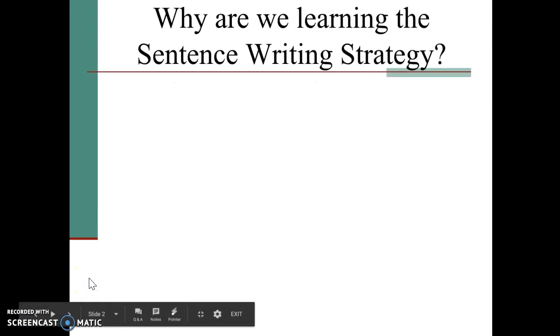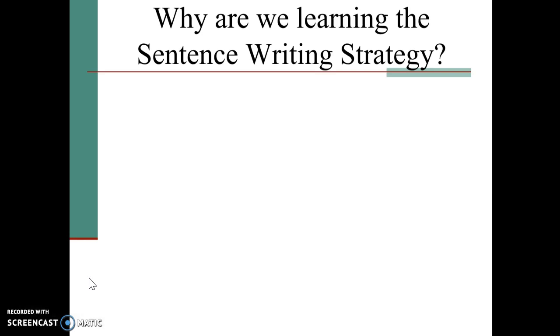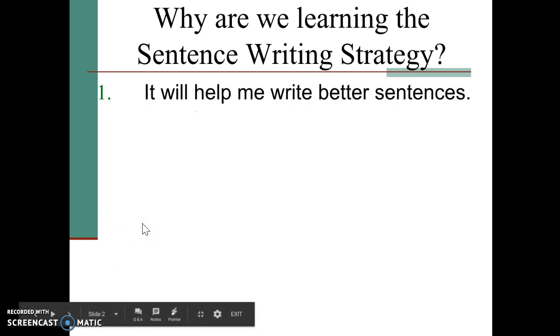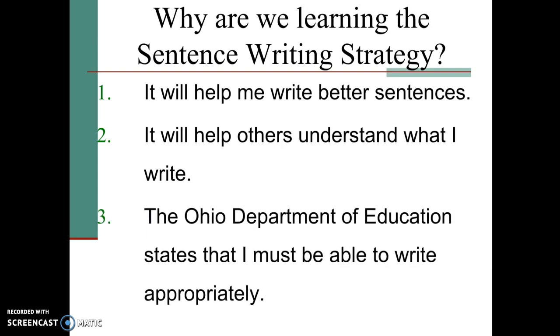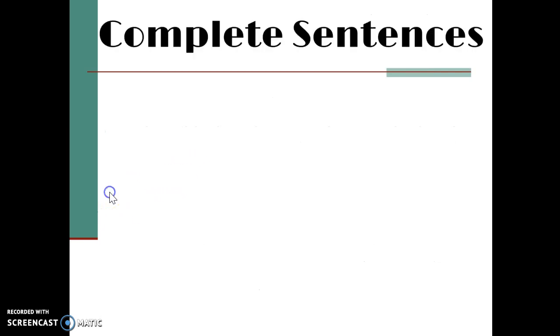So we always start by asking why we're learning this sentence writing strategy. First of all, it's going to help us write better sentences. And in doing that, it's going to help others understand what we write. And then, of course, at the end of the year, the state of Ohio is going to be testing on our ability to write. But in a bigger scheme of things, we want to think about the real world as we get into high school and college and getting a job. Your ability to communicate clearly through writing is going to be important no matter what job you do.